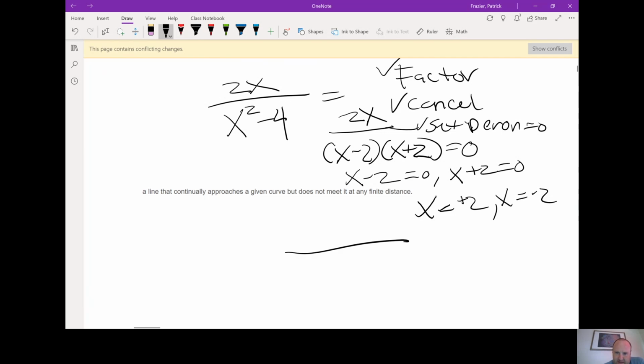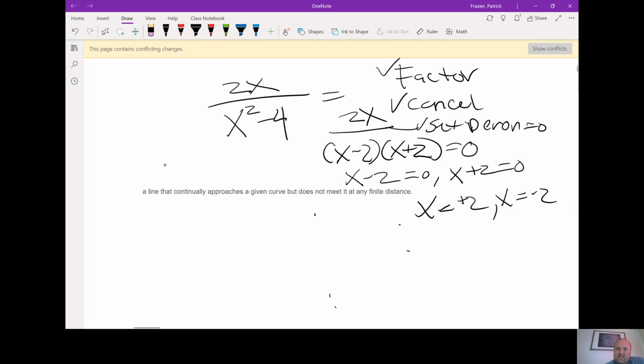So it means that where x equals negative 2, you'd have a dashed line that it never crosses, and then where x equals positive 2, you'd have another dashed line where the graph never crosses. So something like this, and then something in the middle.